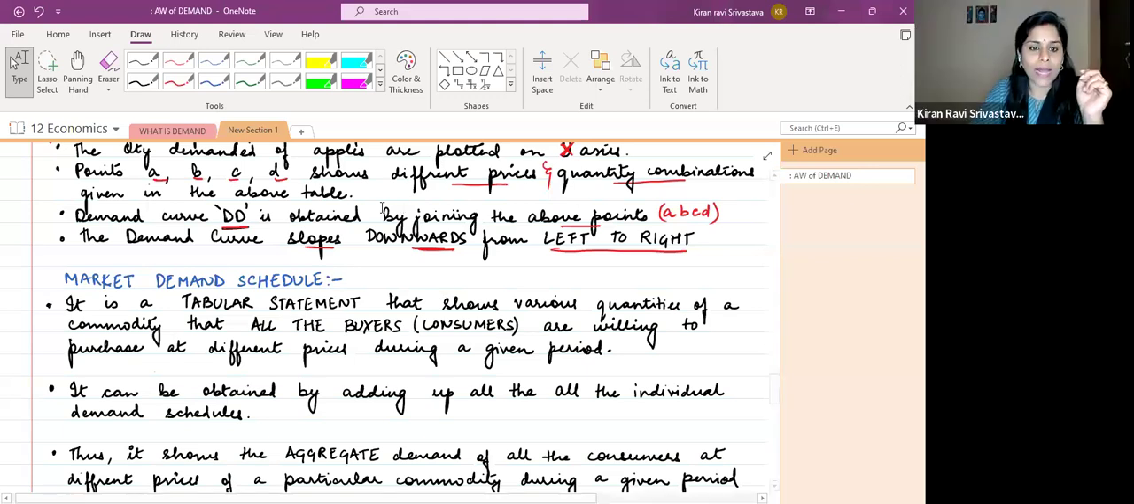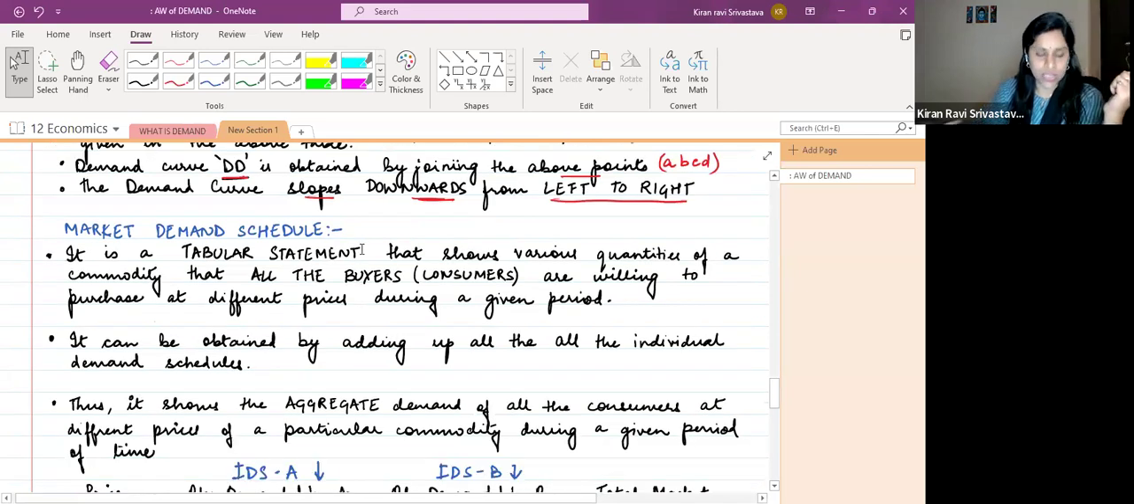Now coming to market demand schedule. What is a market demand schedule? Again, a market demand schedule is a tabular statement, because it is a schedule. Remember, a schedule is always a table. It's a tabular statement that shows various quantities of a commodity that all the buyers, the consumers, are willing to purchase at different prices during a given period of time.